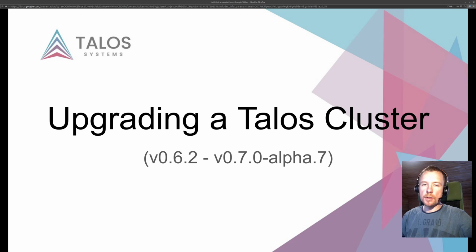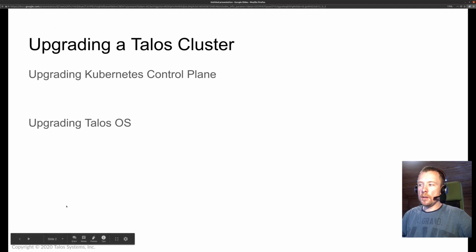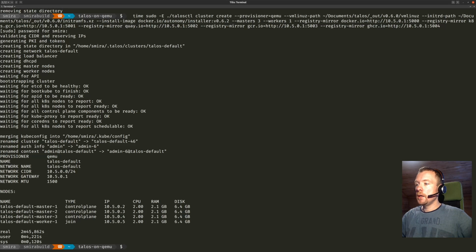In this video, I'm going to upgrade a Talos cluster from the latest stable release 0.6.2 to the latest alpha, 0.7 alpha 7, available at the moment, but the same set of steps apply to any Talos upgrade. The upgrade will consist of two major steps. The first step is to upgrade the Kubernetes control plane, and the second step is upgrading the Talos operating system itself. Let's get started.